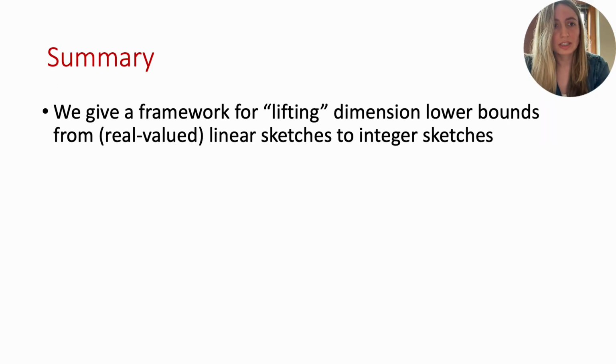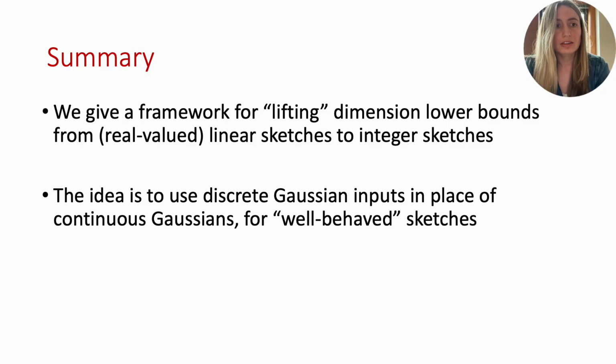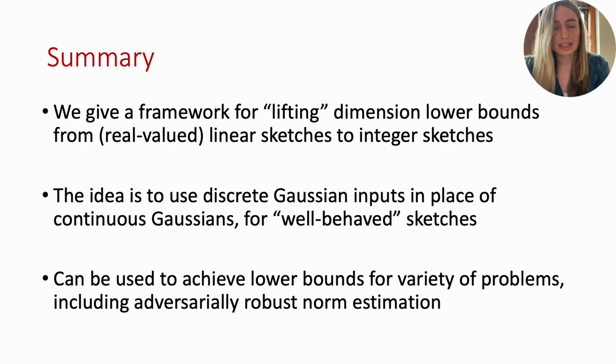Okay, so now to summarize our contribution, we gave a framework for lifting dimension lower bounds from real-valued linear sketches to integer sketches. And the high-level idea was to use discrete Gaussian inputs in place of continuous Gaussians for certain well-behaved sketches. And as we showed in our paper, this method can be used to achieve lower bounds for a variety of problems in the standard streaming model, as well as for adversarially robust norm estimation.